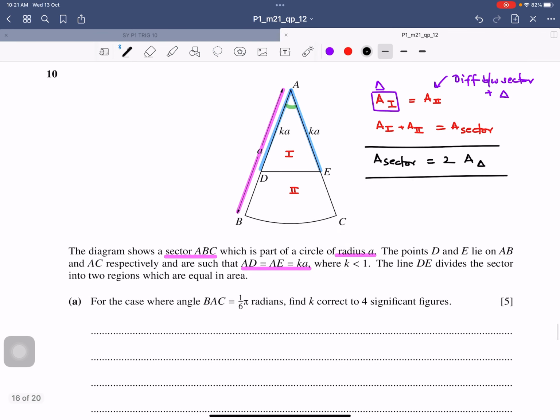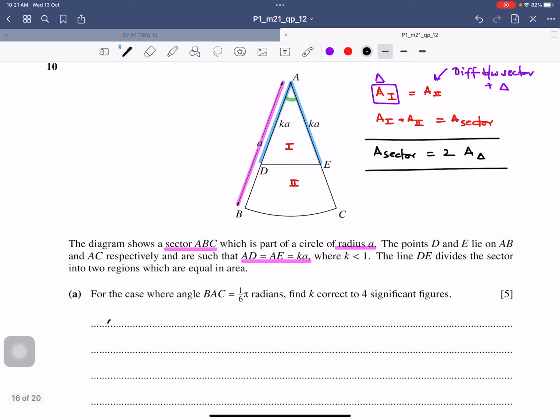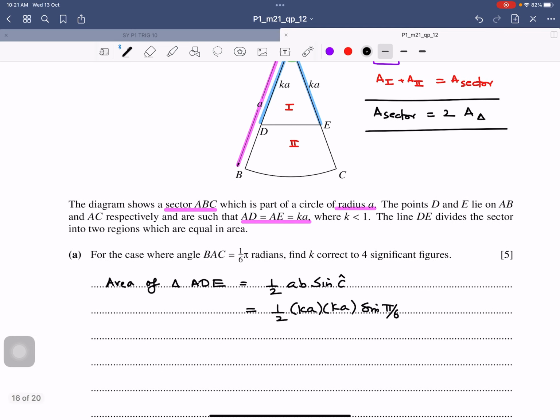So first of all, if I find area of triangle ADE, I can use the formula half AB sine C. A is KA, B is again KA, sine of C is sine of pi by 6. So therefore this simplifies to 1/4 K squared A squared. Naturally it would be in terms of K, and later on we have to find the value of K.